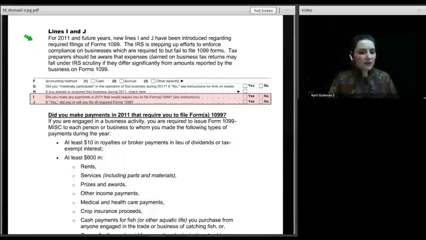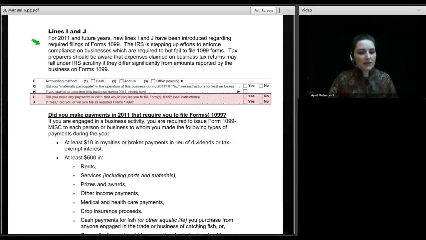Lines I and J are what we're up to now. I, did you make payments in 2011 that would require you to file Form 1099? And line J, if yes, did you or will you file all of the required Forms 1099? For tax year 2011 and future years, I and J have been introduced regarding required filings of Form 1099.